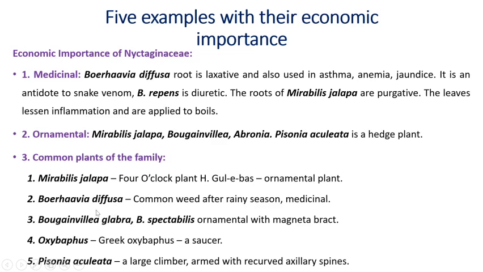Then the second plant, Boerhavia diffusa, a common weed after the rainy season, and it is very medicinally important. Then Bougainvillea glabra and Bougainvillea spectabilis, they are used as ornamental plants with magenta bracts. Oxybaphus, it is used as a source of sauce. And the last plant, Pisonia aculeata, a large climber with recurved axillary spines. Dear students, these are the economic importance of plants.